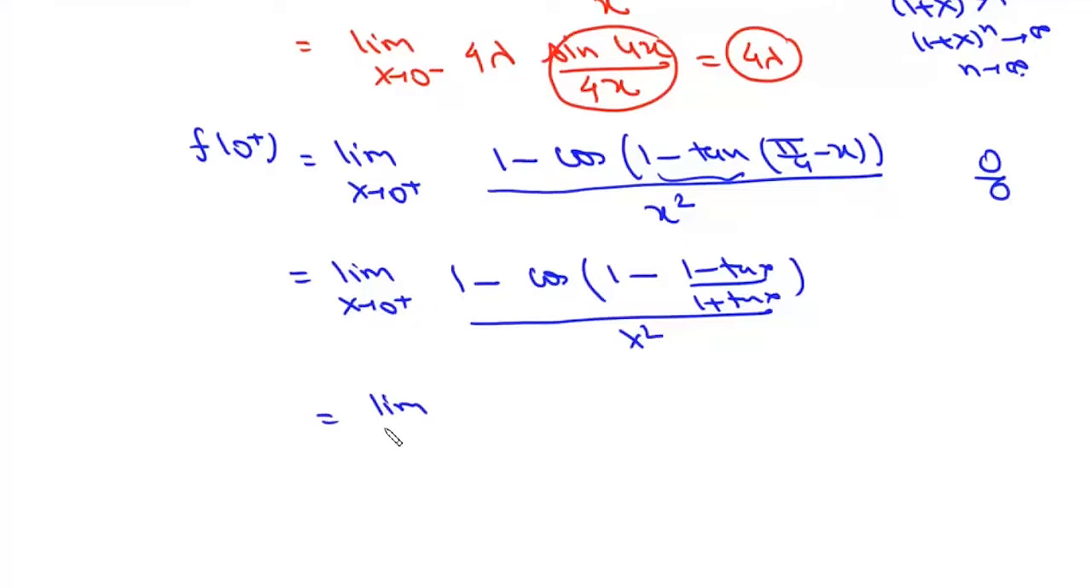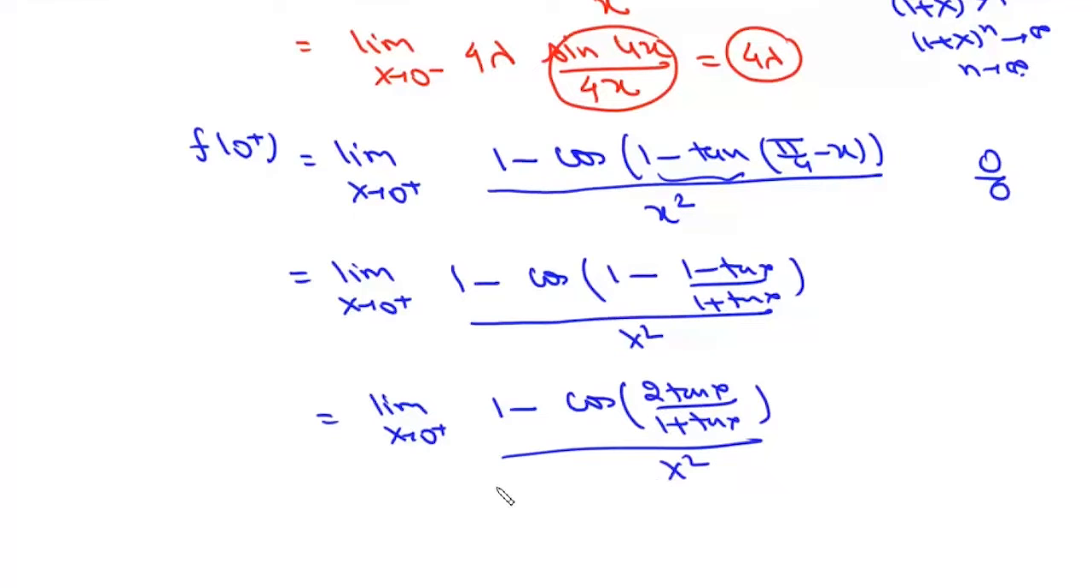limit x tends to 0 positive, 1 minus cos, and this is 2 tan x upon (1 plus tan x), upon x square. Now what we'll do is we'll multiply and divide it with (2 tan x upon (1 plus tan x)) whole square. So it will be (2 tan x upon (1 plus tan x)) whole square.